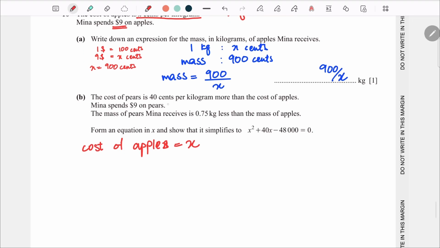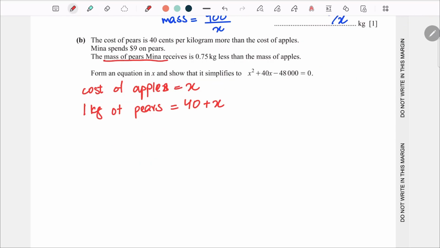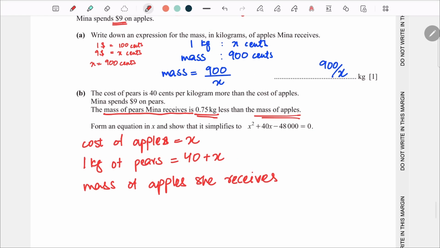Then the cost of pears is 40 cents per kilogram more. So 1 kg of pears costs 40 cents more than apples, so this is going to be 40 plus x. The mass of pears Minna receives is 0.75 kg less than the mass of apples. The mass of apples she is receiving, we found in part 1, and that was 900 divided by x. So this is going to be 900 over x.